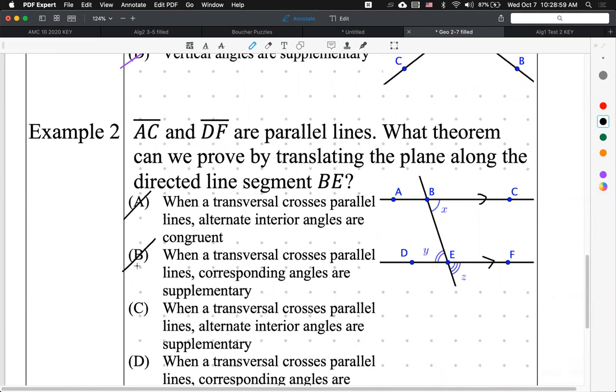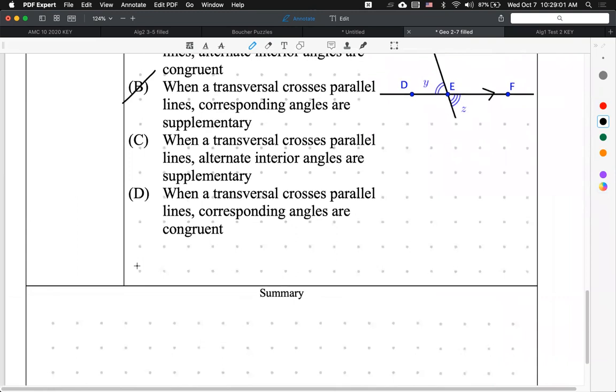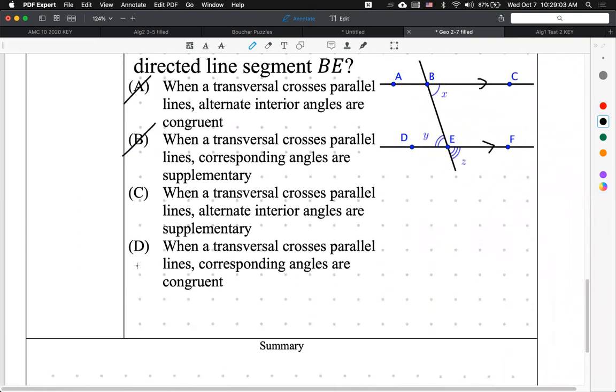Let's go on to letter C. C, when a transversal crosses parallel lines, alternate interior angles are supplementary. Well, there's a big problem with that one. Alternate interior angles, the armpits of our Z, they're not supplementary, they're congruent. These two should be the same angle. So this is not even a valid theorem, so we can eliminate C, and by process of elimination, it's D, but let's keep talking about Y.